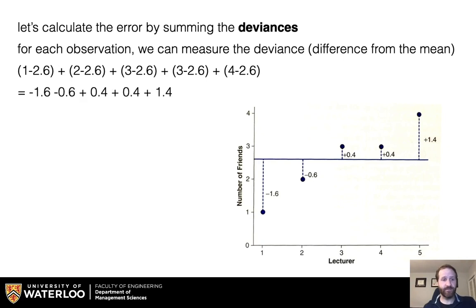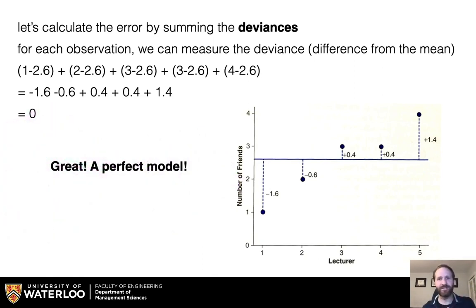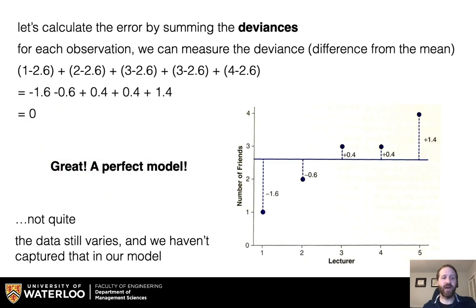If we sum up the deviances, we arrive at 0. Woohoo! We did it! Great! It's a perfect model. Not quite. The data still varies, and we haven't captured that in our model.